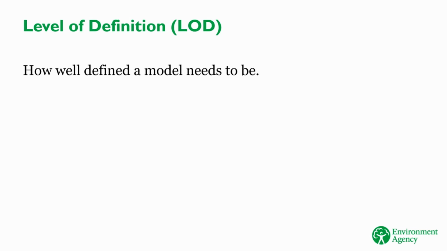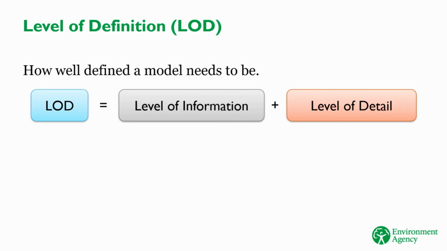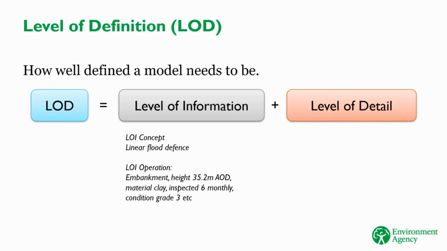LOD is comprised of two components, level of information and level of detail. Level of information describes how specific the data or information behind the model needs to be. For example, at the concept stage, you might just know the type of defence you're going to create. Later on, though, you will know much more, such as the exact type of structure and the key features of its design.